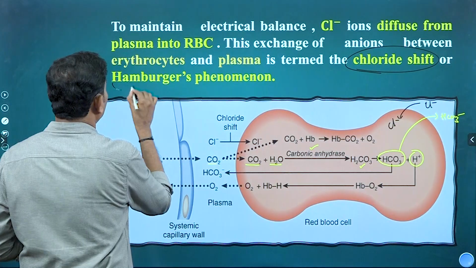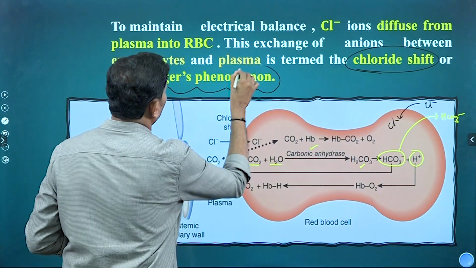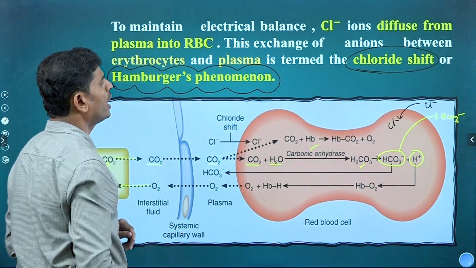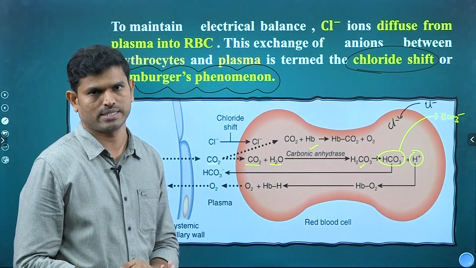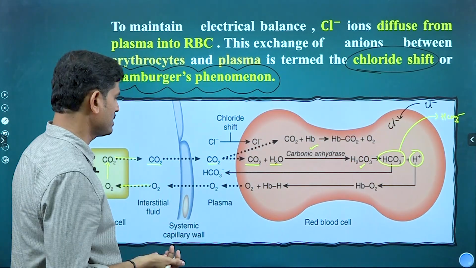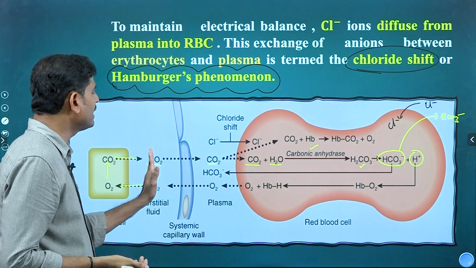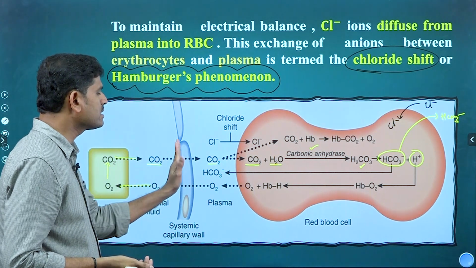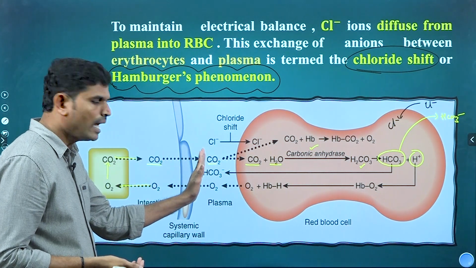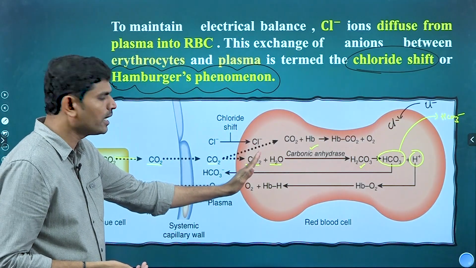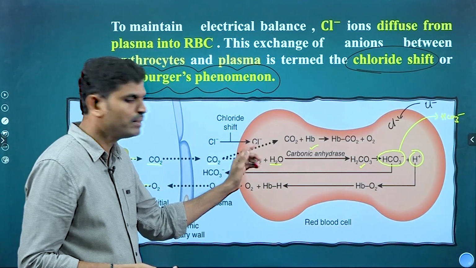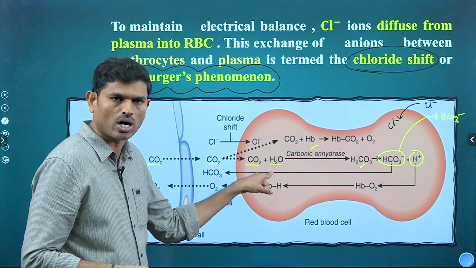Chloride shift, or Hamburger phenomenon, it is called. So what happens here: once carbon dioxide is released by the cells, it diffuses into the blood plasma and onwards into the RBC cytoplasm. There it is going to dissolve in water.